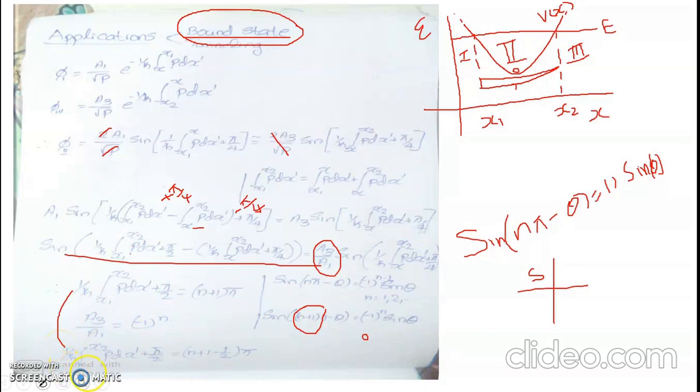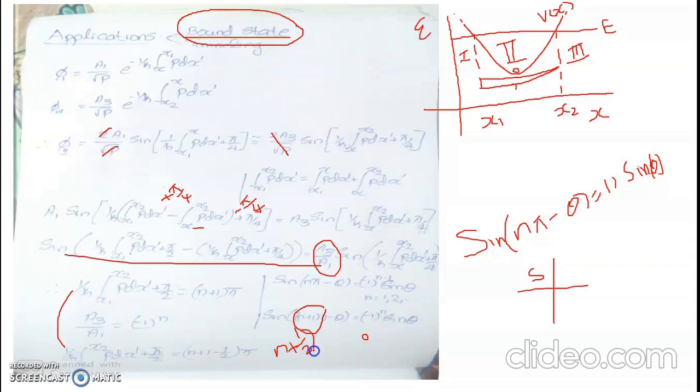1 by h cross integral x1 to x2 p dx prime plus pi by 2. Okay, let me take plus pi by 2 to the right side. So this quantity equal to n plus 1 pi is already there on the right side. Plus pi by 2 upon coming to the right side becomes minus pi by 2. So pi is common, that is taken out. What remains is n plus 1 minus half. N plus 1 minus half is n plus half.